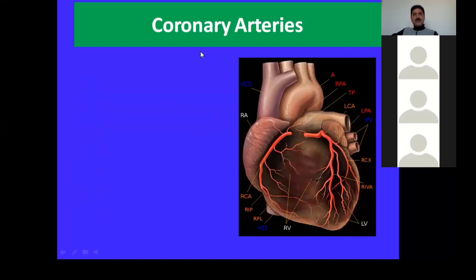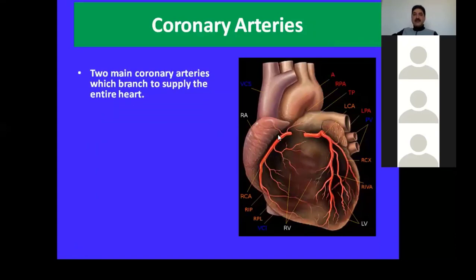So coronary artery. If we go to this section, you can see a beautiful picture of the heart. In this picture, you can also see these red lines. These are basically the two coronary arteries. So there are two main coronary arteries which supply the entire heart. What is their name? They're named as right and left coronary artery. This one is right coronary artery, and this one is the left coronary artery. Left is larger than the right one.